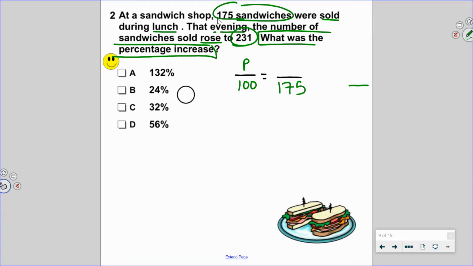Now, 175 is where it was at. It goes up to 231. So the question is, how much does it go up? In this case, if you go ahead and subtract those, 231 take away 175, you'd find an increase of 56.